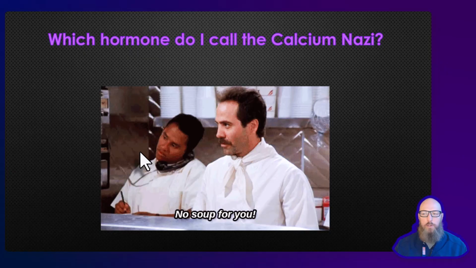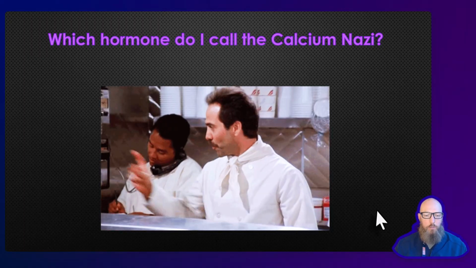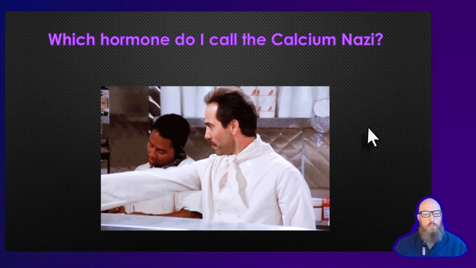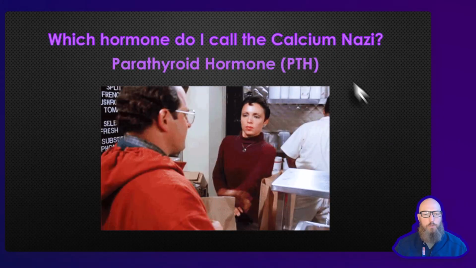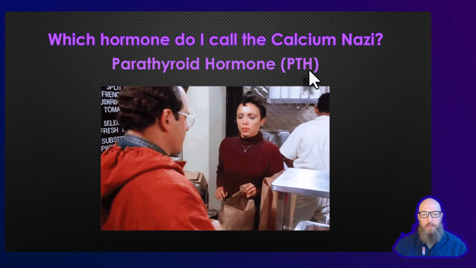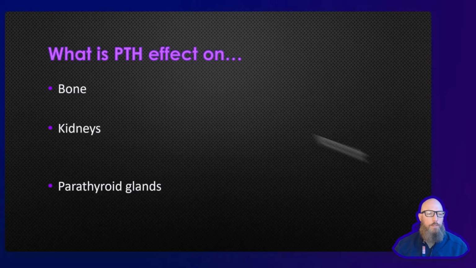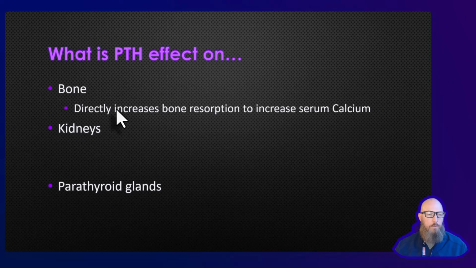All right, as a review of another one of the hormones, which is the one I talked about as the calcium Nazi. So similar to the soup Nazi here. But instead of saying no soup for George, he's saying no calcium for the bones, and that's the parathyroid hormone. And so the main thing this does is going to draw calcium outside of the bones. And so that answers this first one. What is the PTH effect on bone? Well, it directly increases bone resorption.